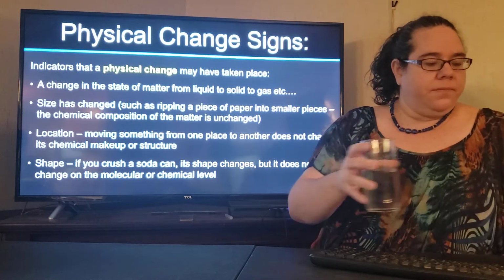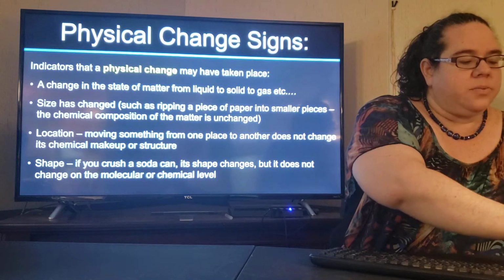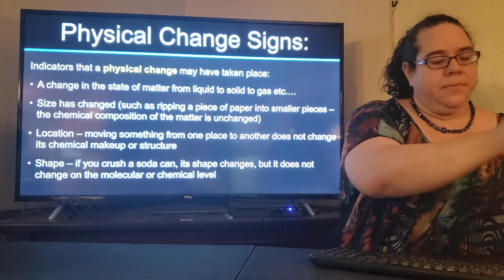Another example of a physical change is when you have a change in size. Okay?